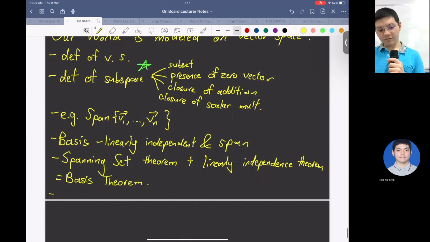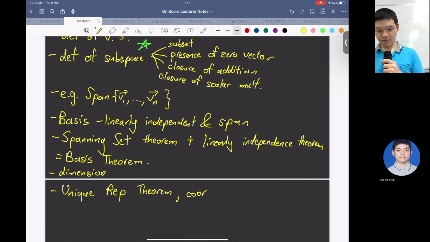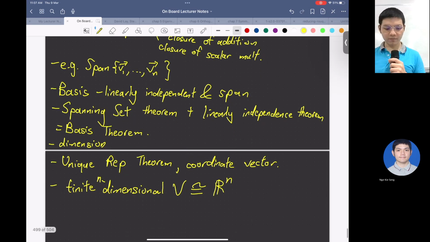Okay, so from here once we got a basis, we count dimension again. Just count the number of vectors in the basis. And then from here, again the same. We have the coordinate vector, which we call the unique representation theorem. So this makes an isomorphism between V with a basis, finite dimensional V, and Rn. So finite n-dimensional V with Rn, so n basis.